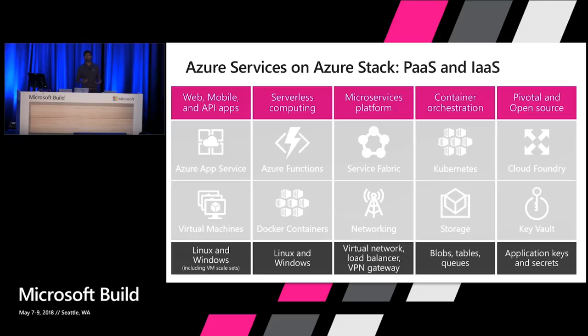And we also have the standard suite of Azure IaaS services. We have virtual machines and virtual machine scale sets. We treat Linux as a first-class citizen, just like Azure does. We have the ability to provision Docker containers on those VMs automatically. We have a number of networking resources. You have your virtual networks, network security groups, load balancers, and VPN gateways. And storage, we have blobs, tables, and queues, the consistent Azure storage APIs that you're used to. And we have Key Vault for protecting your application's keys and secrets.